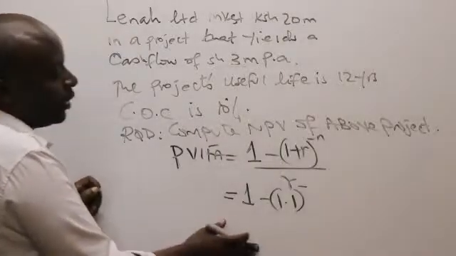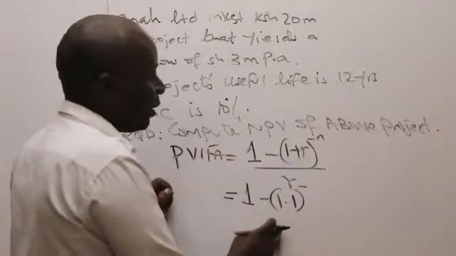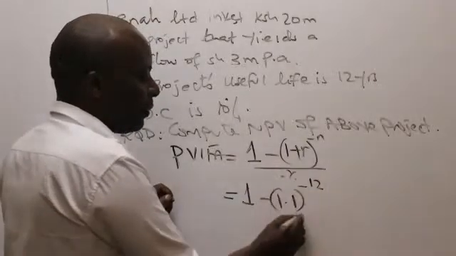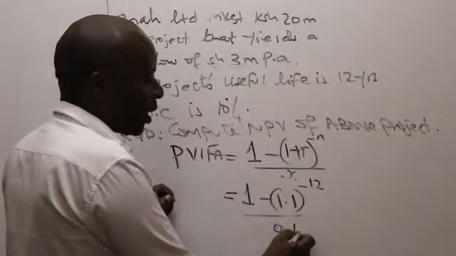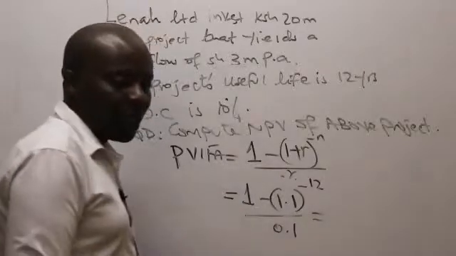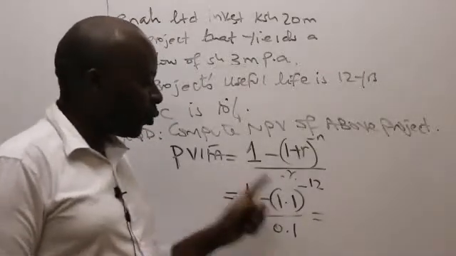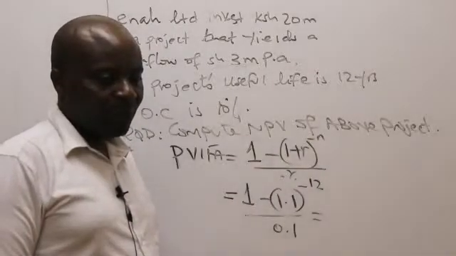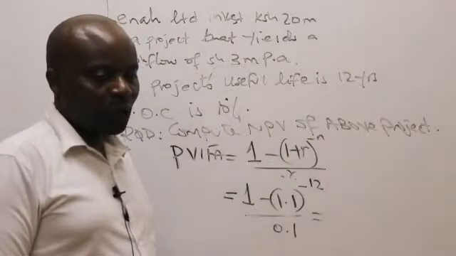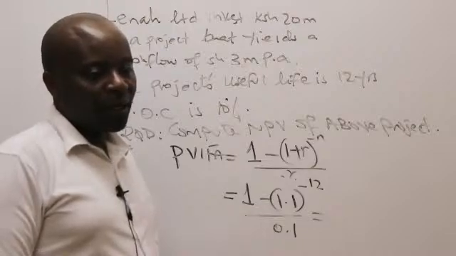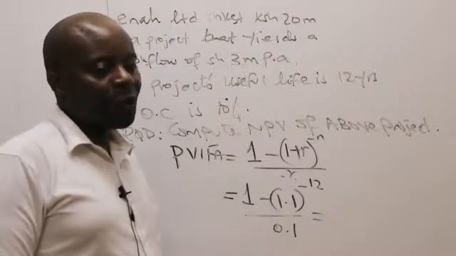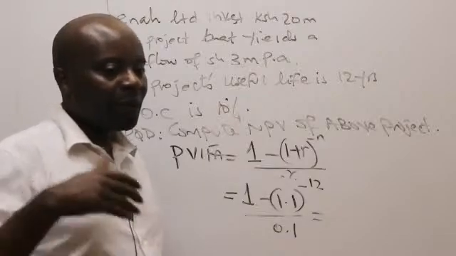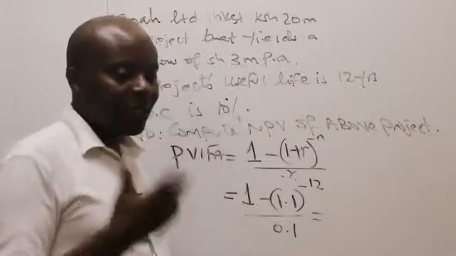The number of years that we have is 12. And then everything is to be divided by r, which is 0.1. So now I need to move slowly here: 1 minus 1.1 raised to negative 12, equals whatever I get, and I divide by 0.1. Then I'll be able to shout the figure and say, hooray.